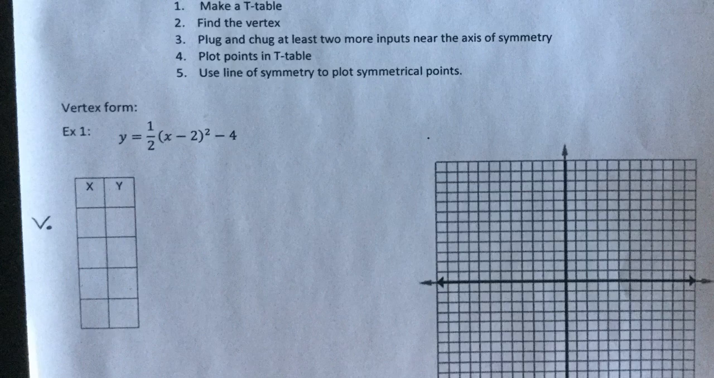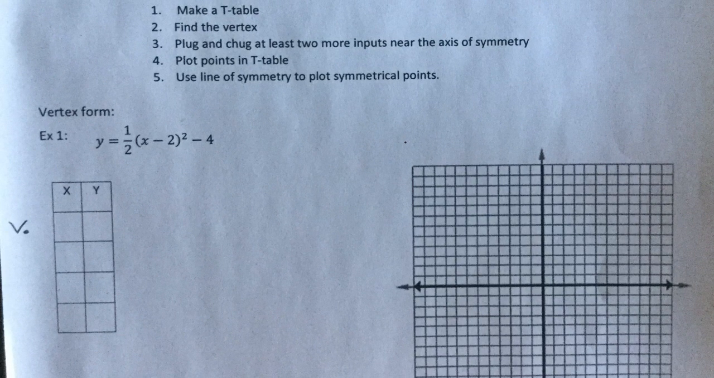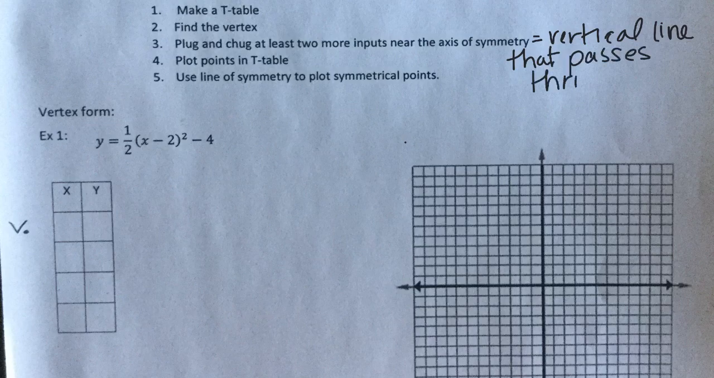And the axis of symmetry is the vertical line that passes through the vertex. So let's write that down. Axis of symmetry is our vertical line that passes through the vertex. We'll make that one word. Through the vertex. And once I know a few points on one side of the axis of symmetry, I can reflect those points in that axis of symmetry.